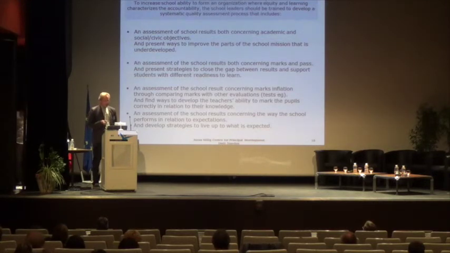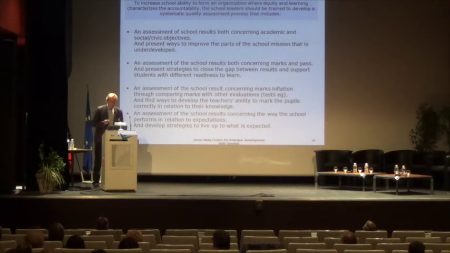So, my recommendation is to increase school ability to form an organization where equity and learning characterizes their accountability. The school leaders should be trained to develop a systematic quality assessment process that includes an assessment of school results both concerning academic and social and civic objectives, and present ways to improve the parts of the school mission that are underdeveloped. Second, the assessment of school results both concerning marks and pass, and present strategies to close the gap between results and support students with different readiness to learn.